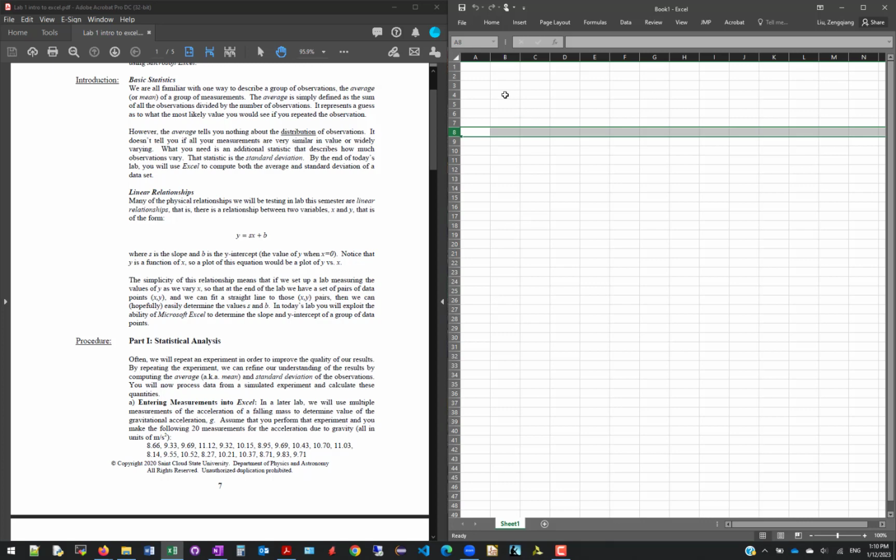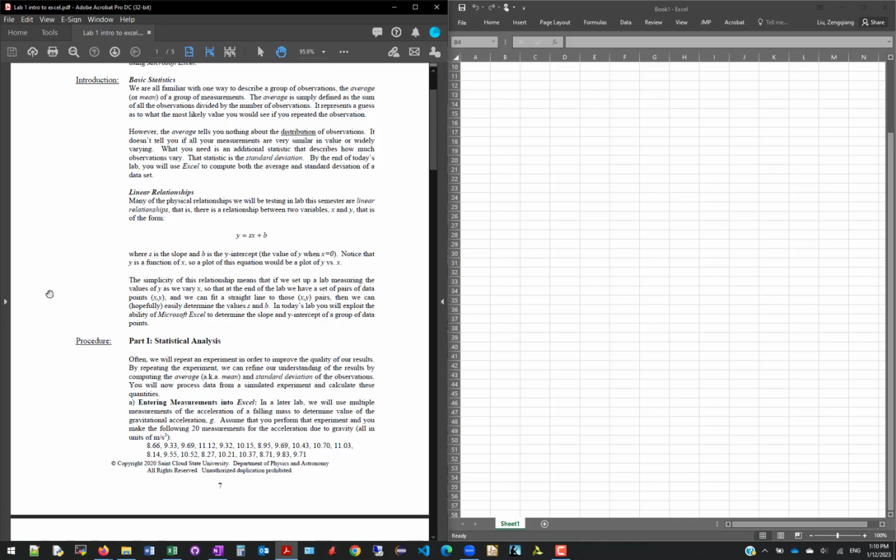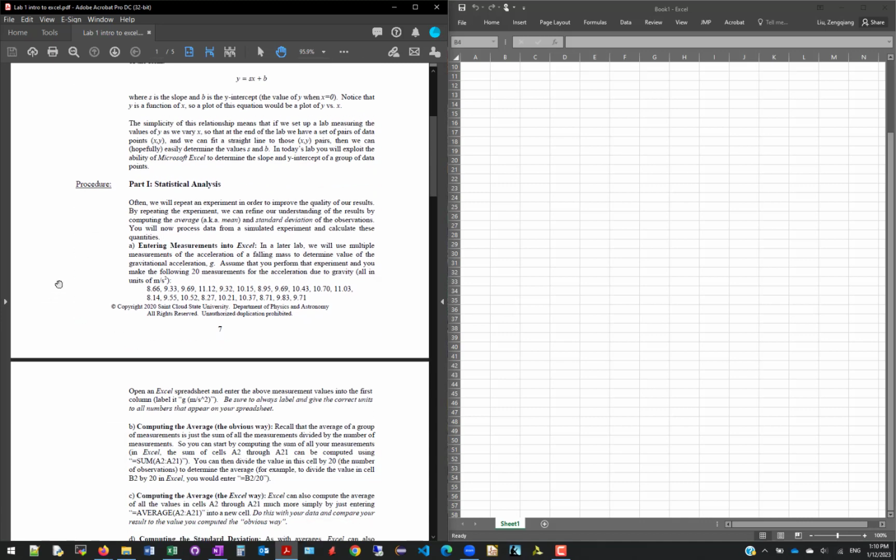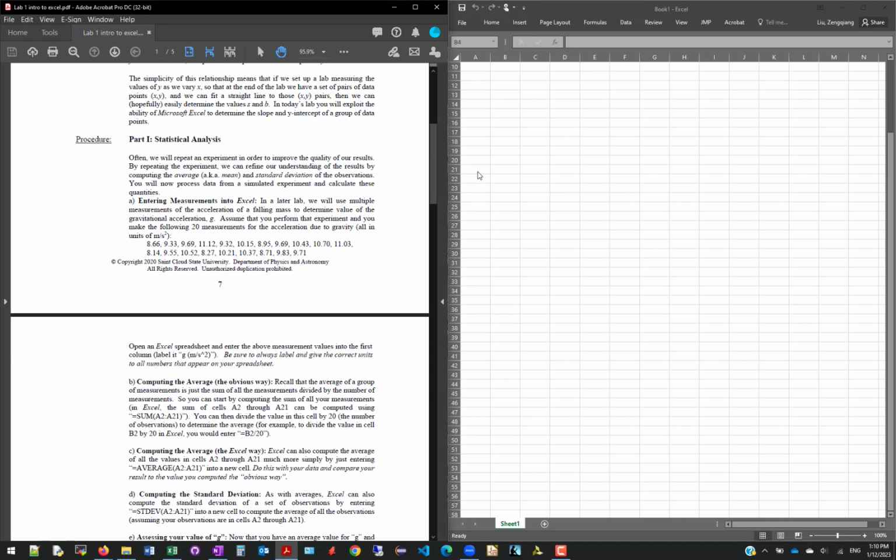Okay, so let's get started with the first procedure, part 1, statistical analysis. In this analysis, we have an example which is finding the gravitational constant near the surface of the Earth. Supposedly someone has done measurements, and these are the measurement values. You're expected to enter these values into Excel and calculate the average and standard deviation. So let's get this part started.